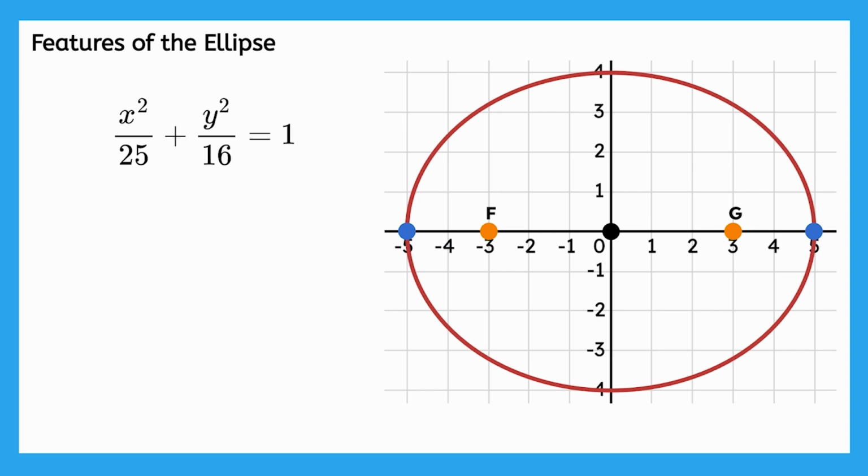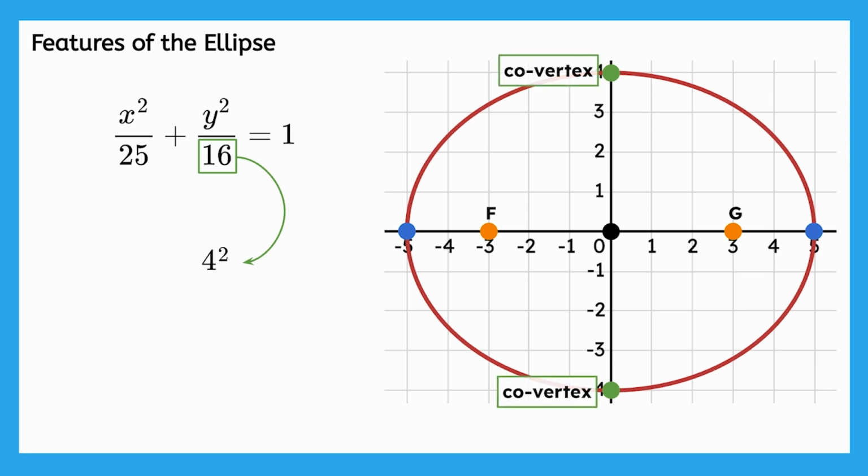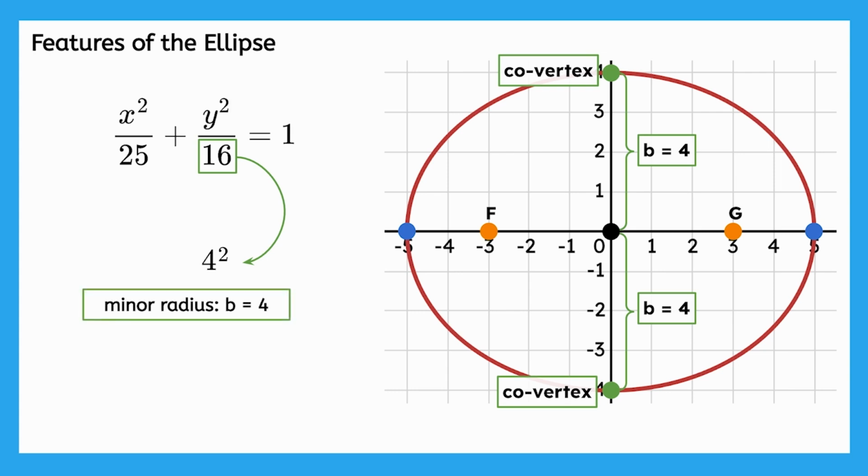What about the 16? Well, I notice the y-intercepts are (0, 4) and (0, -4), which might have something to do with the fact that 4 squared is 16. And indeed, it does. These 2 y-intercepts are the 2 points closest to the center, which we call co-vertices. The 16 in the equation is the reason why the distance from each co-vertex to the center is 4. We call this distance b, also known as the minor radius.